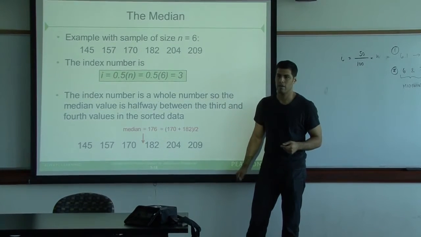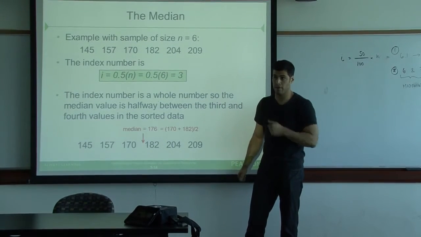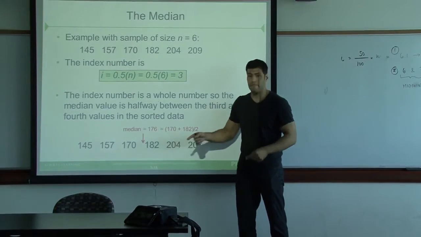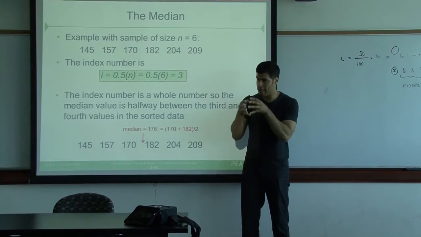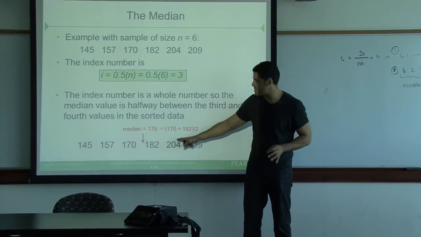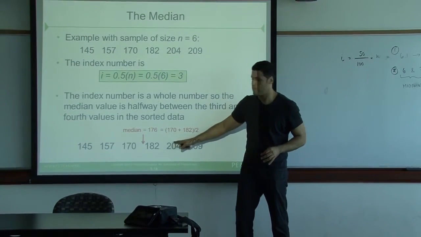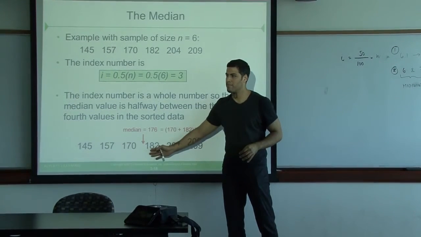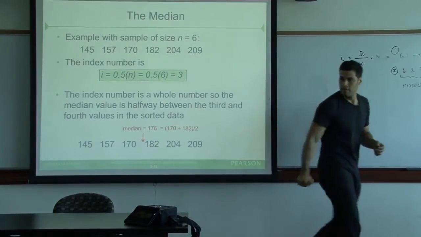Okay? Is that good? Now notice one thing. In the first example, the median was actually a value listed. In this example, the median is not a value listed, right? Because 176 is not in this data set. But that's fine. That's still the median.